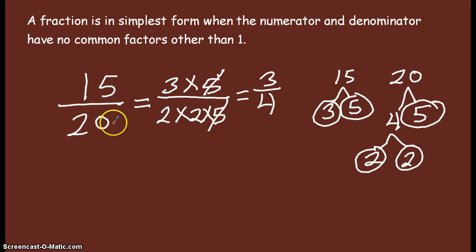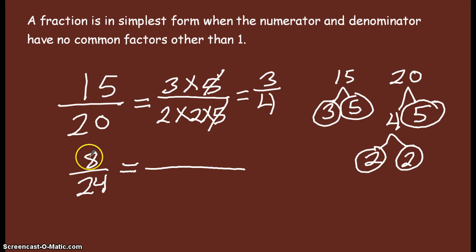So 15 over 20 is equivalent to 3/4. I'll do another one. Let's say we have 8 over 24. Now, I don't want to have to do prime factorization with the trees. I'm going to see with my mental math if I can do the prime factorization without using the trees.